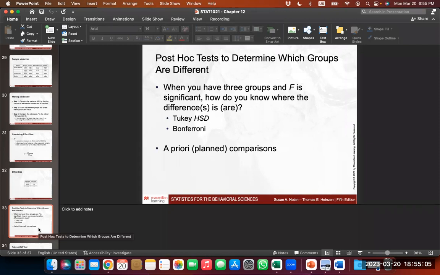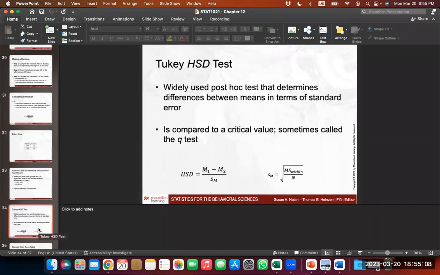So the Tukey honest significant difference test is essentially calculating an HSD. The HSD is basically M1 minus M2, so that's the comparison, divided by the SM, which is the standard error of the mean, basically our total variance within divided by the N, square rooted.